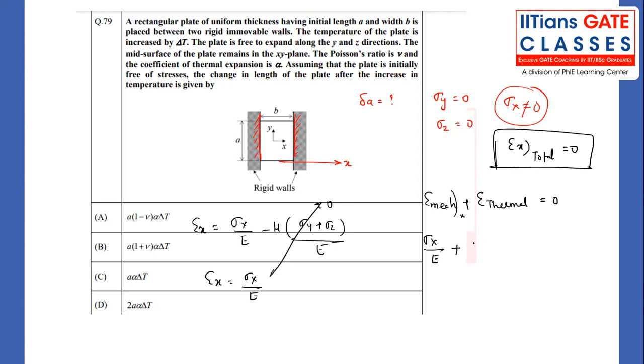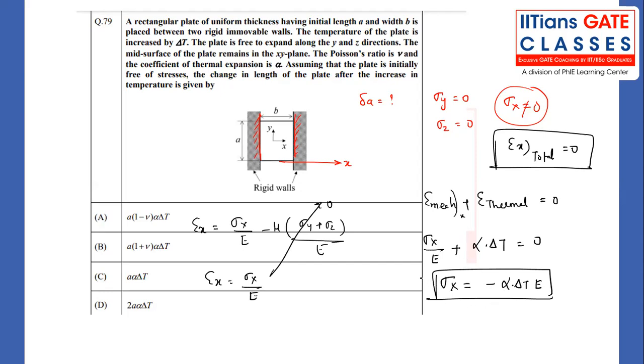What is the thermal deformation? Thermal strain will be alpha into delta T. So sigma x divided by E plus alpha delta T is equal to 0. So what is sigma x? Minus alpha into delta T into E. And by the sign, what you are understanding? That is the compressive nature.